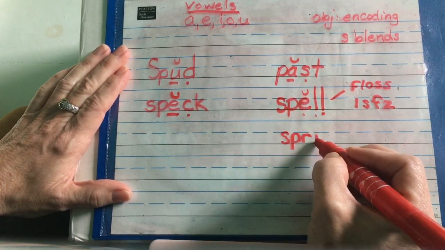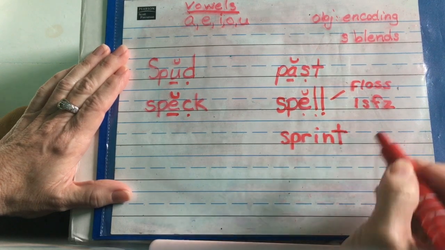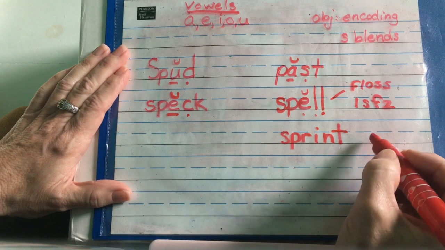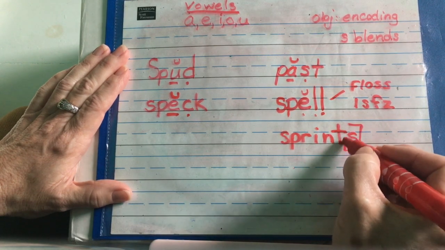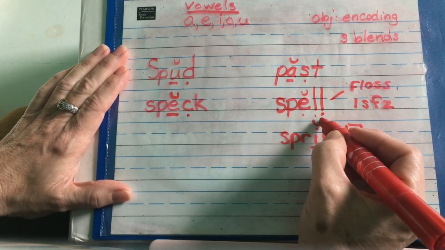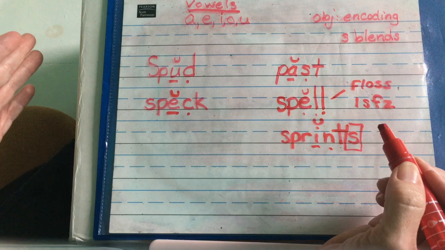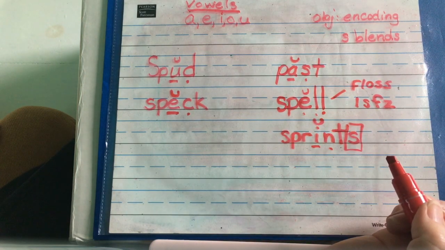There we are. And I'm going to write sprints. So I'm going to add my suffix on. That's an S right there. And still one vowel followed by a consonant makes it a short vowel sound. So that's a closed syllable. It's closed because the vowel is short. That's why we say that.